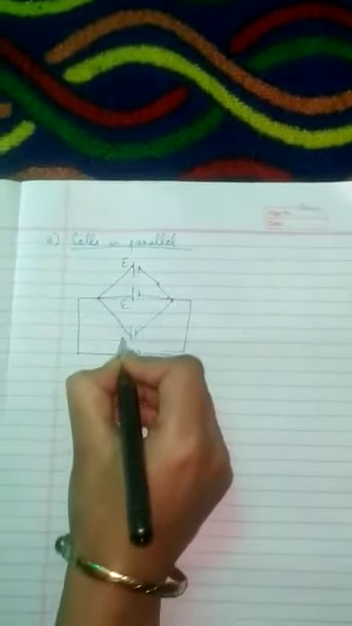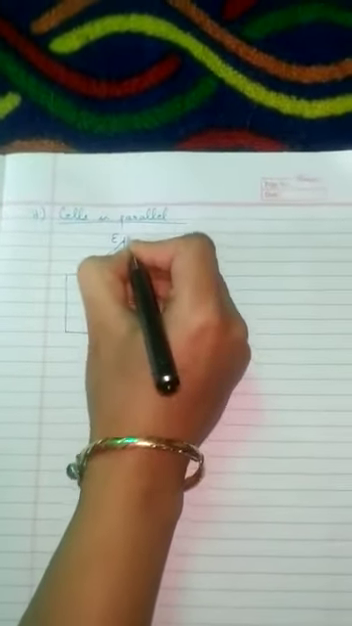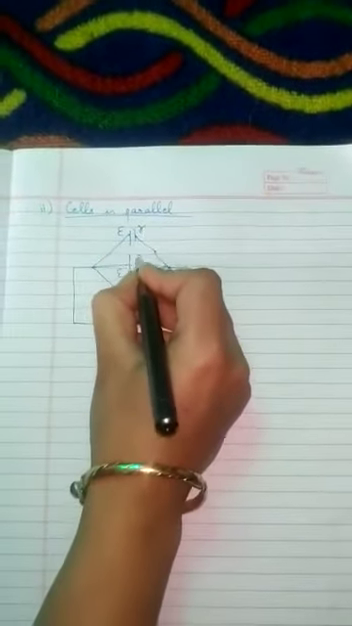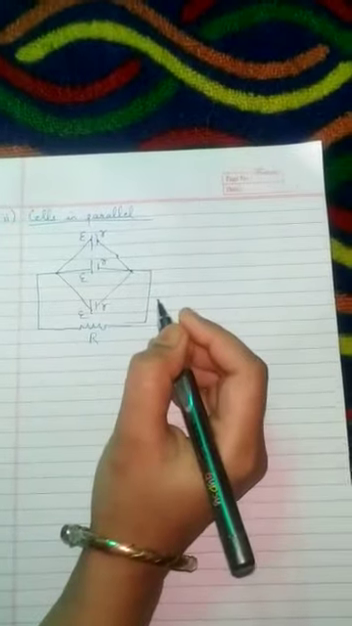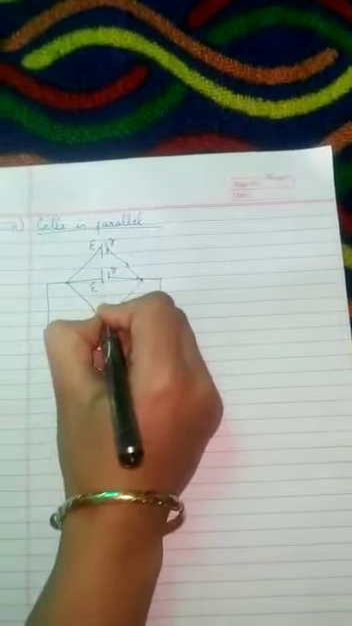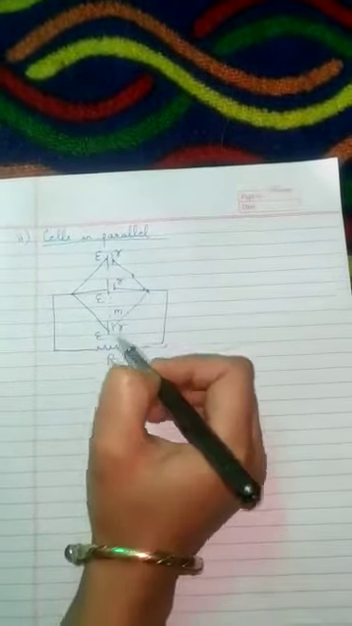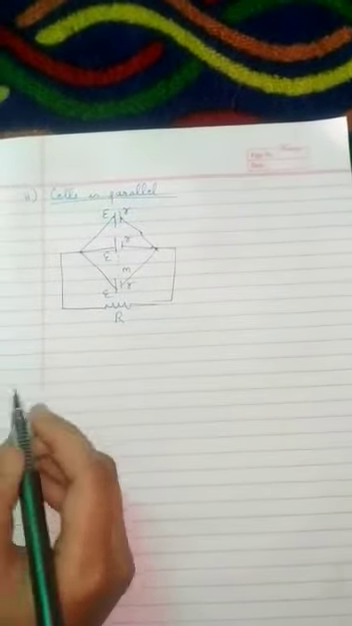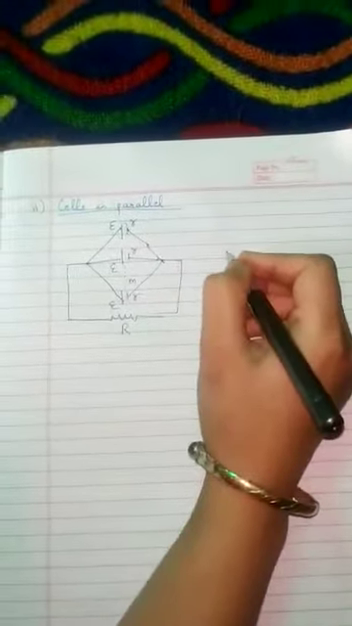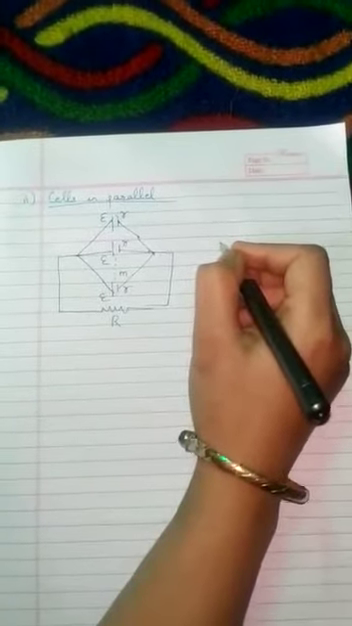Let epsilon be the EMF of each cell and having internal resistance r. And like this, let us have m combinations. That means we are connecting m cells in parallel. Now, first we will find out the net EMF of the cells.